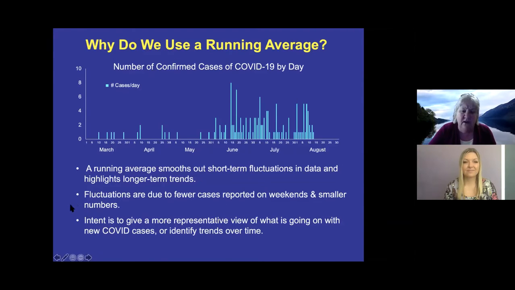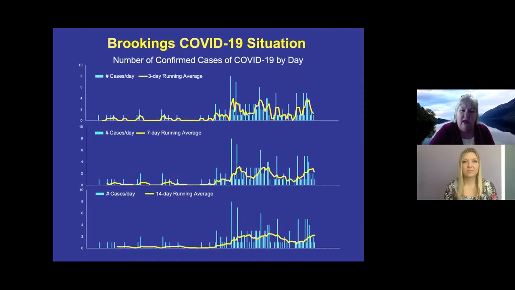So the intent of this 7-day running average is to give more of a view of what's going on and to look at those trends over time. And this slide just shows some different lengths of time in the running averages. Here is a 3-day running average, and you can see it's picking up a lot of that up and down. It hasn't really smoothed out the data very well.